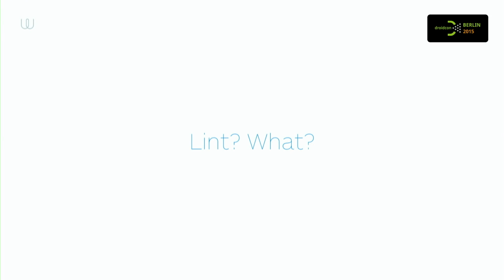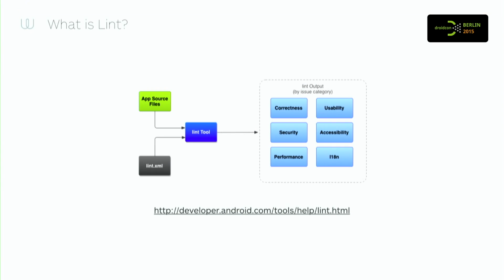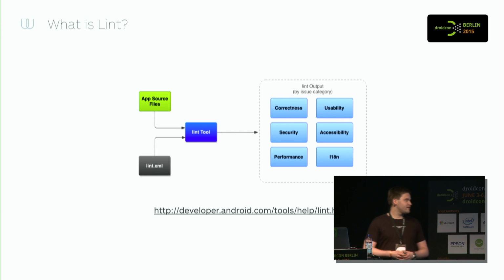So who of you actually used Lint before? That's good. And who of you is using it on your continuous integration system? So basically daily. Okay. Just as a quick recap, Lint is a static code analysis tool which takes your app source files and also the XML files and the configuration XML where you can enable, disable checks and configure some other things. It generates an output, a report which is grouped by category. And hopefully this is empty at the end of the day.